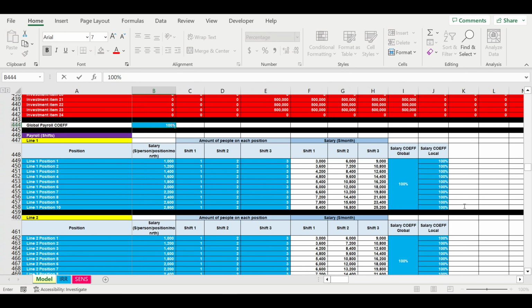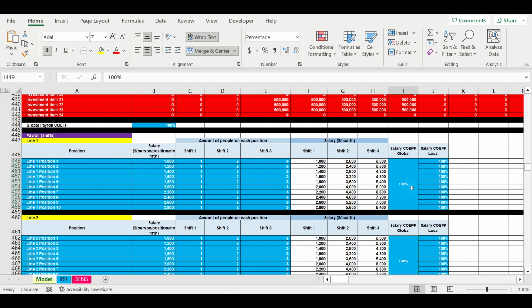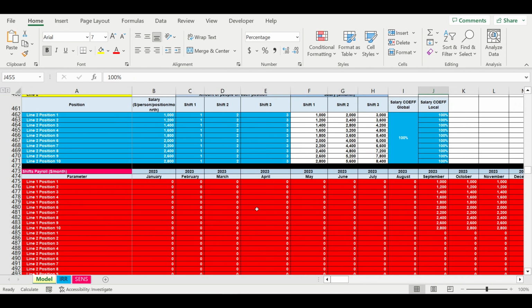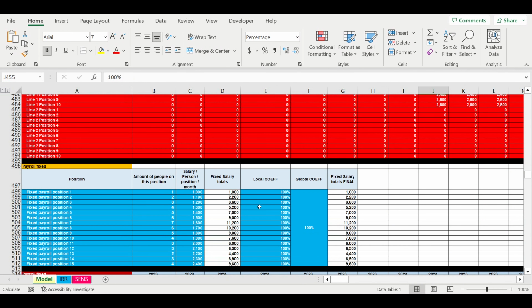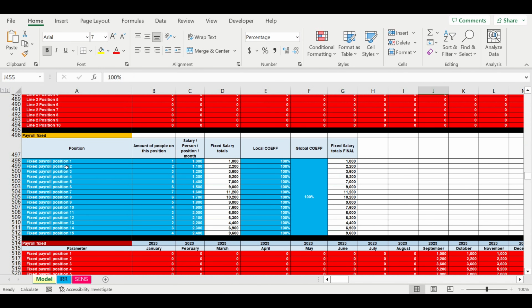We can use local coefficients for just line number 1 or line number 2, or even more local coefficients for specific positions. So we can play with coefficients the way we want. Then we can play with fixed payroll, office payroll. These coefficients are used for that.